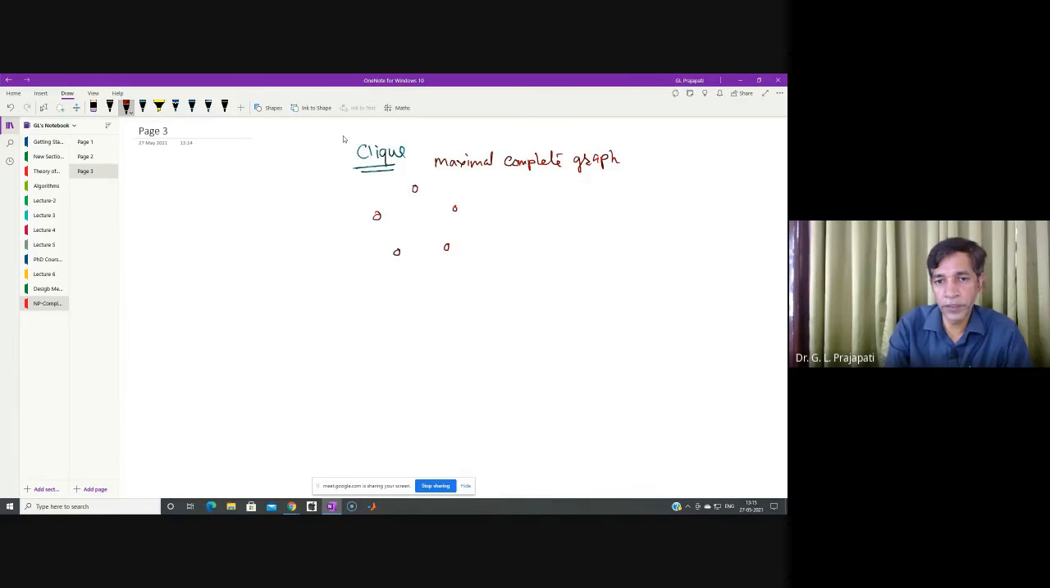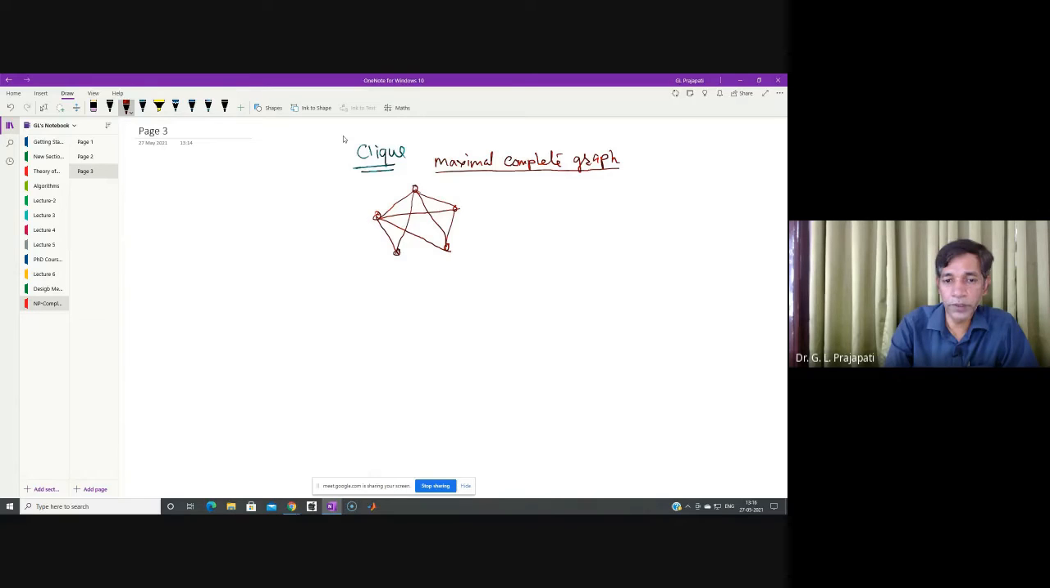And what do we mean by the maximal complete graph? It means every node is adjacent to every other node. It means between every pair of vertices you have a path. So there is a path from here to here, from here to here, and from this vertex to this vertex, and there is a path from here also.